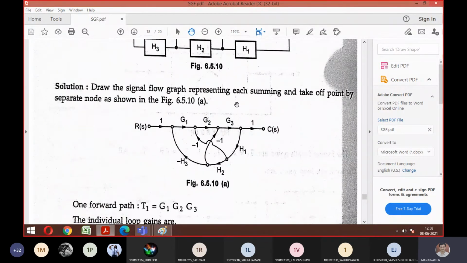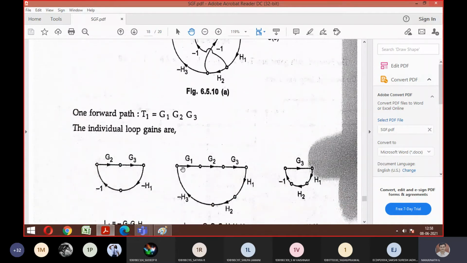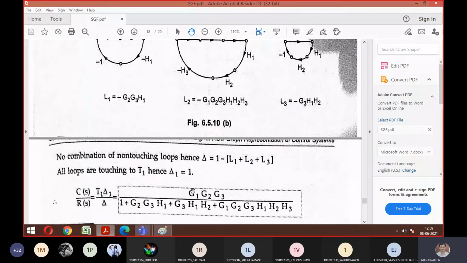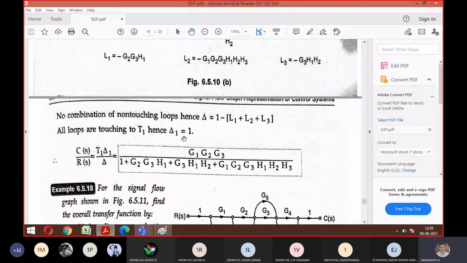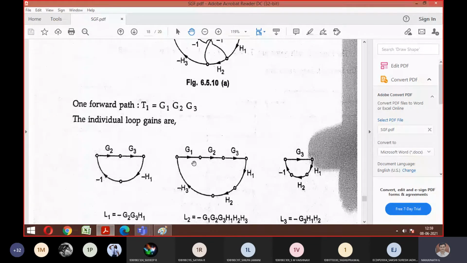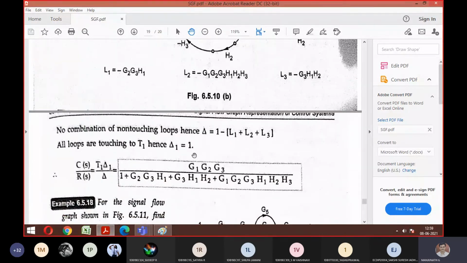So the marking of nodes with numbering is left to you. Then find the number of paths, then find the individual loops, then check the delta value. Non-touching loops are not available, so you can conclude delta, and to find delta 1 you wrote it equals 1, because forward path 1, that is G1, G2, G3, is touching all the loops. If it was not touching any loops, you could have considered that loop. Hence we conclude delta 1 is equal to 1. After simplifying, this is the answer.